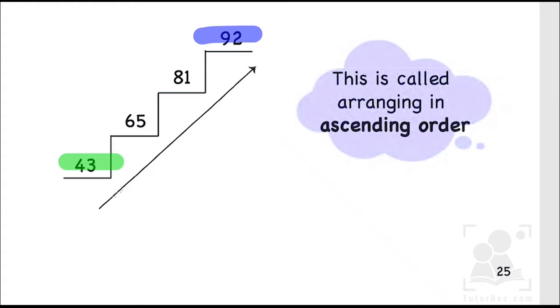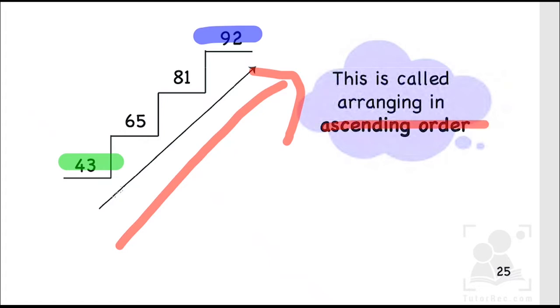So, when we move from the smallest to the biggest number, this is called the ascending order. As you can see here, 43 is the smallest number and 92 is the biggest one. So, when we write the smallest number at first and the biggest at the end, and move from the smallest to the biggest, it is called the ascending order.